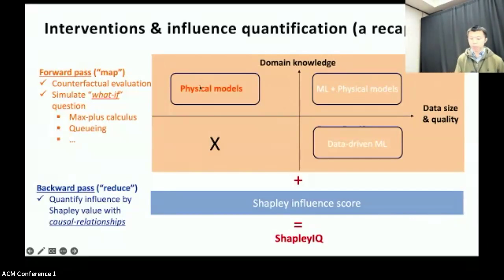And in this paper, we focus on the physical models, which is in this quadrant. But if in your domain you do not have such a lot of domain knowledge, but you have some high quality data, you can also build such a counterfactual evaluation model in other quadrants.